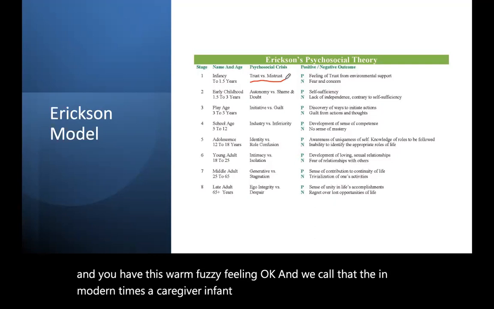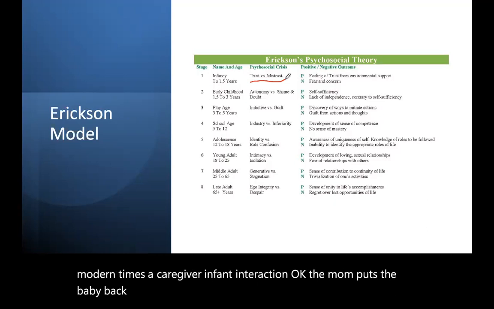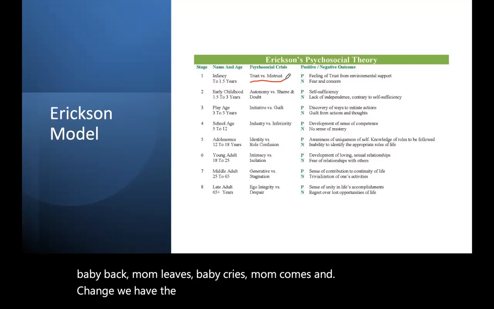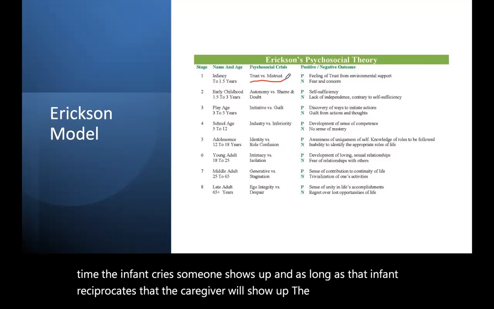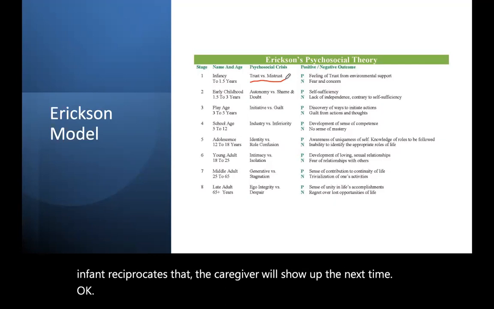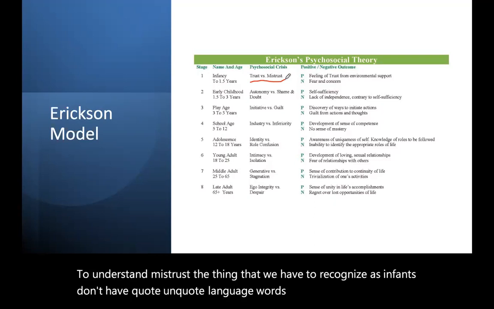Okay, the mom puts the baby back, mom leaves, baby cries, mom comes and changes the baby, and we have the moment, and there's this interaction. Every time the infant cries, someone shows up, and as long as that infant reciprocates that, the caregiver will show up the next time, okay? To understand mistrust, the thing that we have to recognize is infants don't have, quote unquote, language, words, okay? Our first language is emotions.